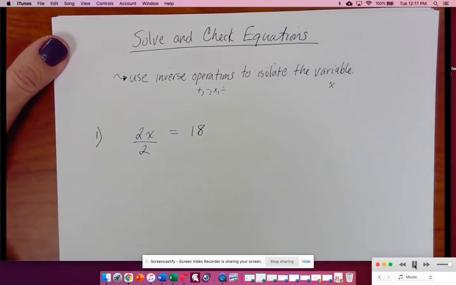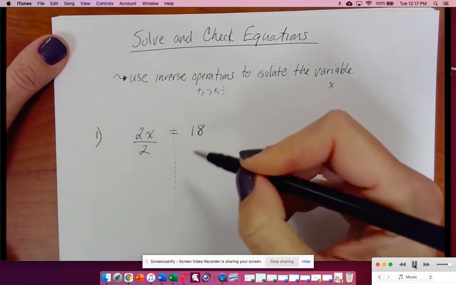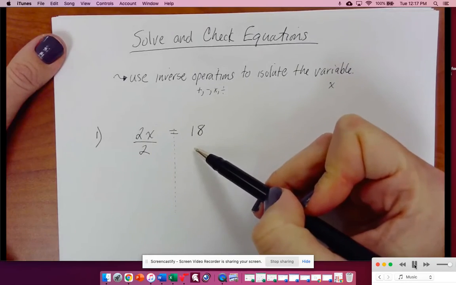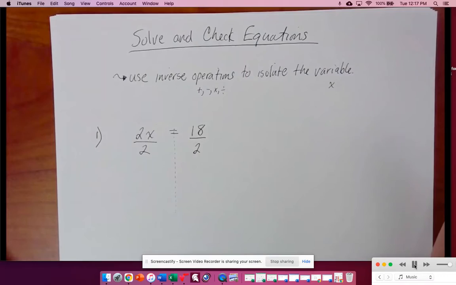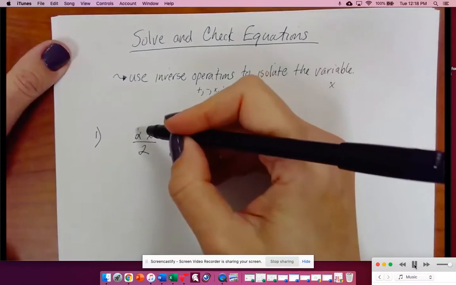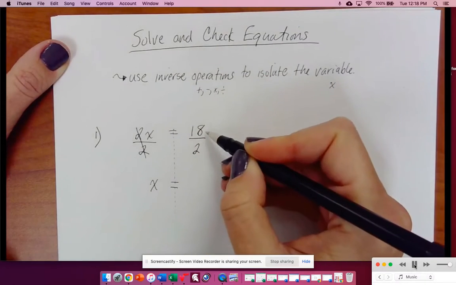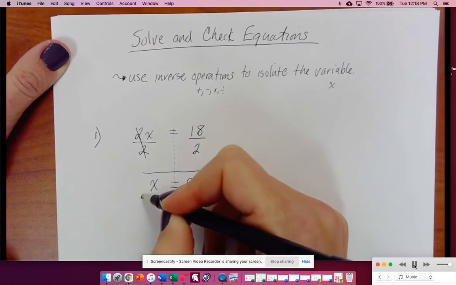Now, picture this equation. It's got a center here. Whatever you do to the left side of the equation, you have to do to the right side. So we're going to do the same thing over here, and that will keep the equation balanced, which you need to do. Over here, we're left with just x. That's what we wanted. 18 divided by 2 is 9. That's what we think our answer is.